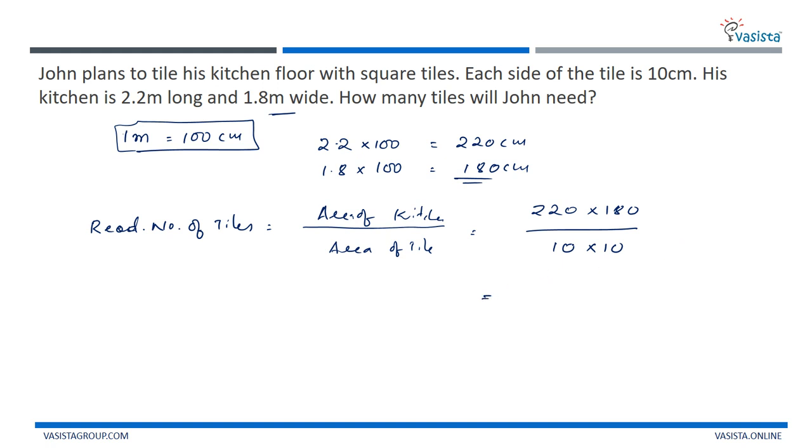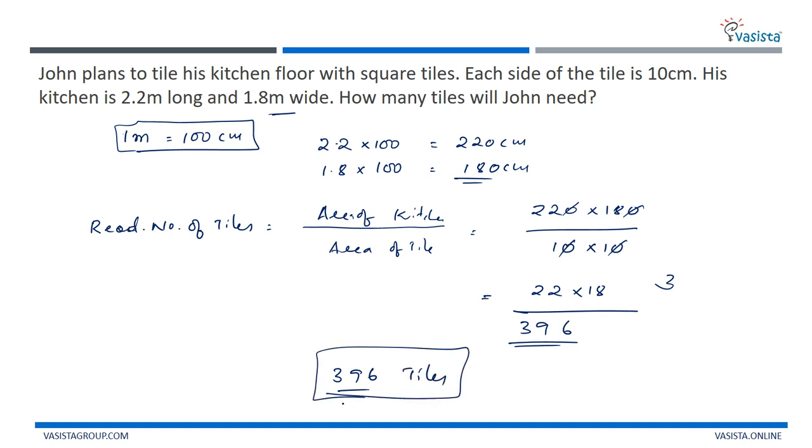Now simplify it. Here this 0 will be cancelled. So now 22 into 18 will come. Now multiply it, you are going to get the answer. 18 2s are 36, 3 carry, 18 2s are 36 plus 3, 39. So John required around 396 tiles. This is the answer.